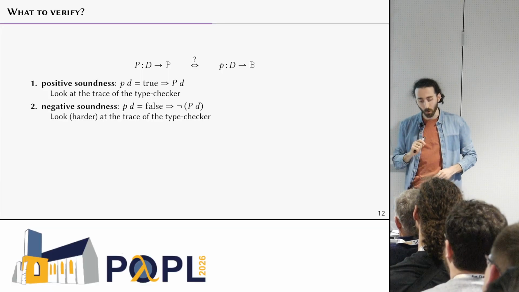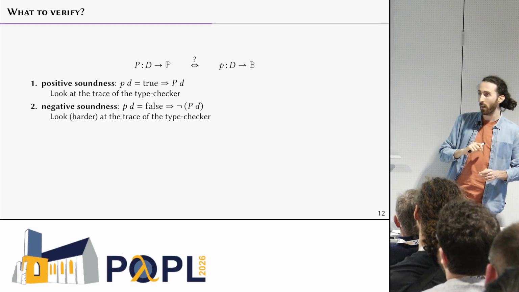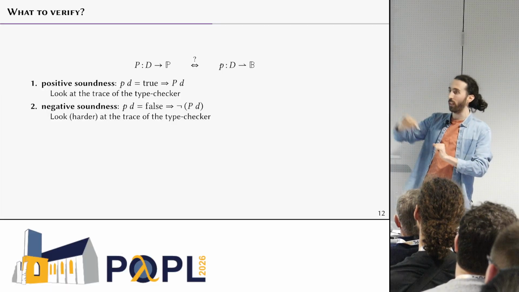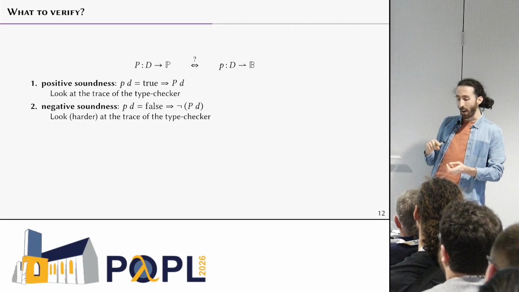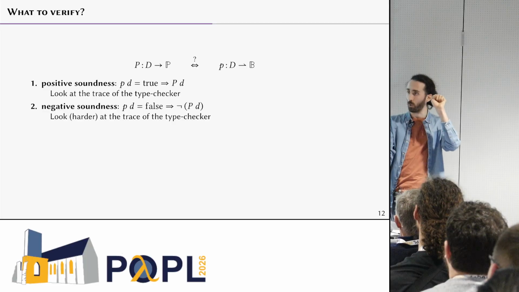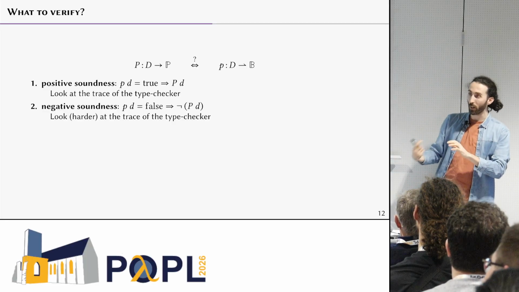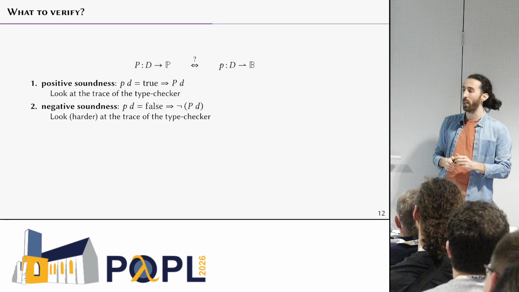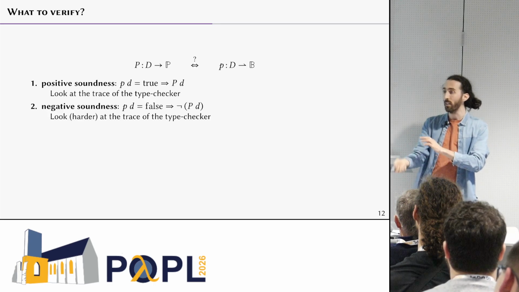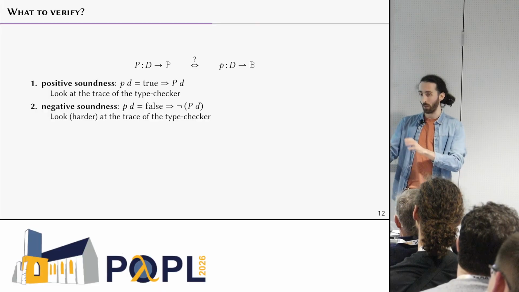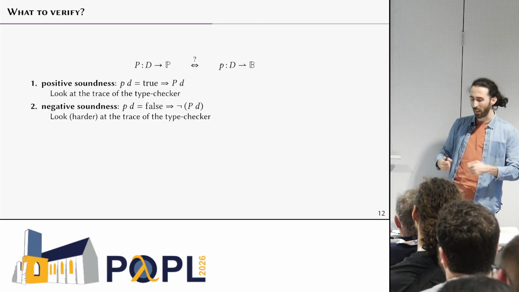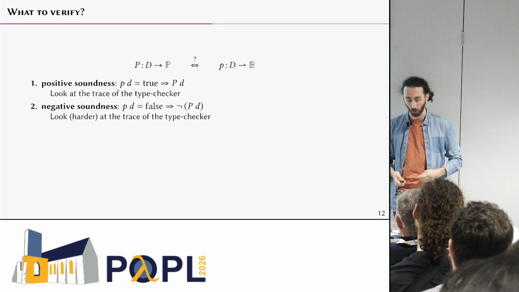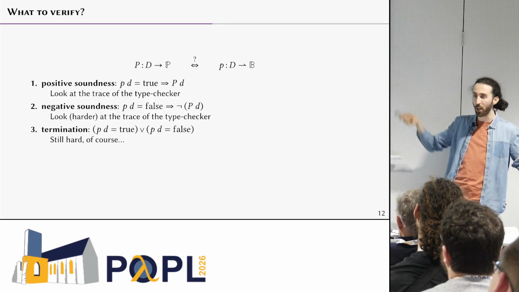But then in step 2, I think we should rather show negative soundness. So we flip things around and we say, if the type checker answered no, then we can indeed conclude that the property doesn't hold. And the advantage of this version is that, again, we have the entire trace of the type checker. We can see what it did and why it concluded that something was not possible. And so in particular, we have no termination property. We already know that the type checker terminated, just with a negative result. And so we don't have to think about termination. And if we look at this trace and think a bit harder, then we are able to conclude that the property doesn't hold.